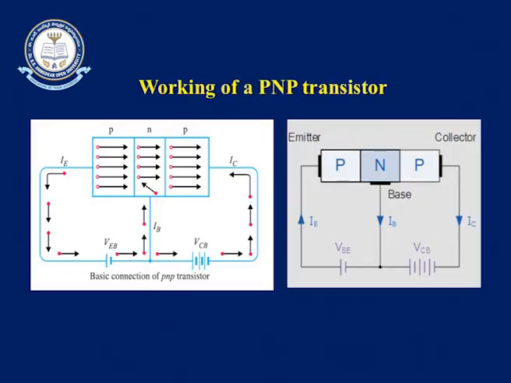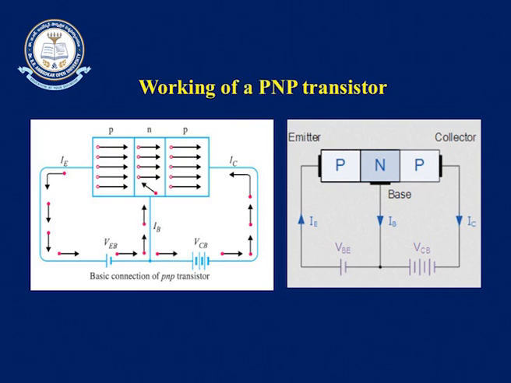After seeing the different versions of transistors, now we will see how they work: how a PNP transistor works, and how an NPN transistor works. In a PNP transistor, the PN combination is forward biased and the NP combination is reverse biased. Forward biased means P is positive, so I have to apply the power supply with positive across the P.